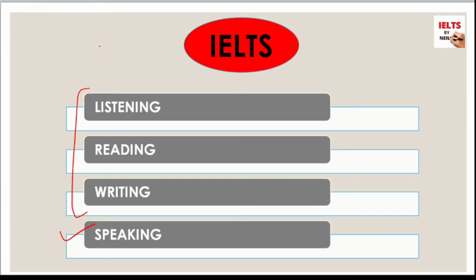So for example, your listening, reading and writing were on 10th of September. Then the speaking could be any day from 7 to 10 September or 11 to 13 September. And you will get this information via text message or your email.